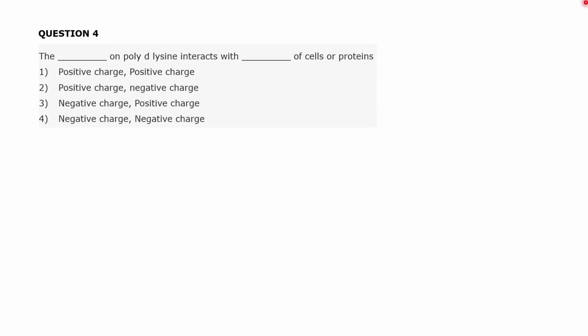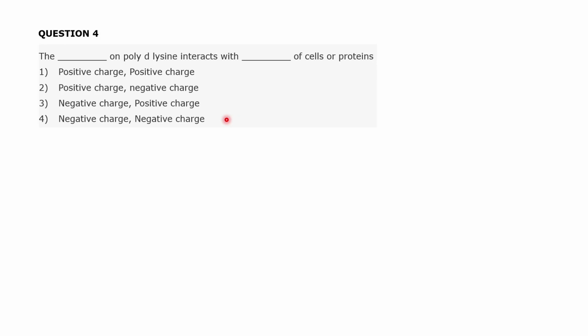Coming to question number 4: the dash on poly-D lysine interacts with the dash on cells or proteins. The first option is positive charge, positive charge; the second is positive charge, negative charge; the third is negative charge, positive charge; the last is negative charge, negative charge. Which might be the answer? If you know the previous answer, you will get the answer to this question itself.